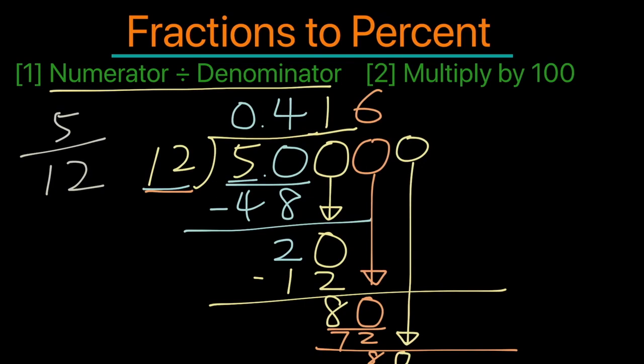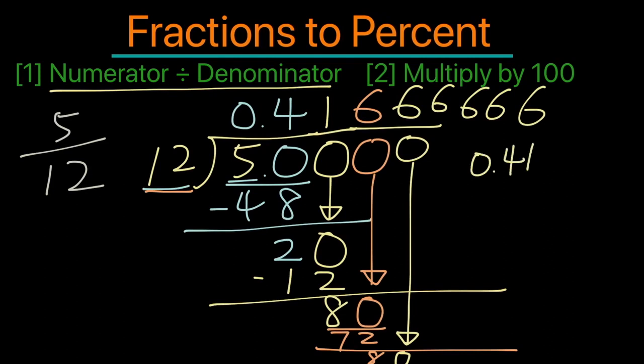And as we keep putting 6 on top, it will continue to be 72. So this will keep going 6, 6, 6, 6. So we know this is a repeat decimal. So this would be equivalent to 0.416 with a bar on top. And the bar on top means that it's a repeat decimal.